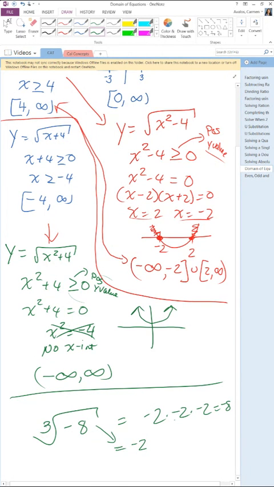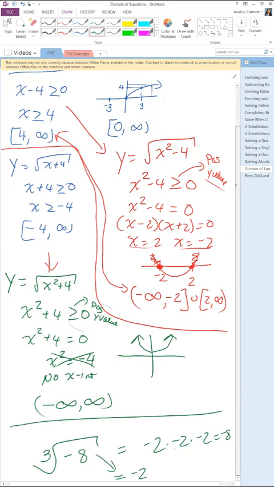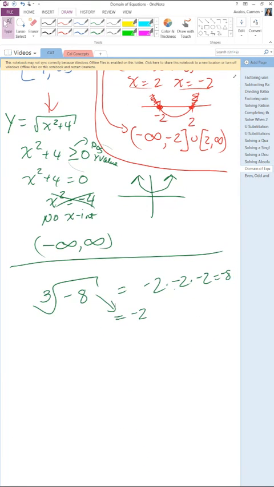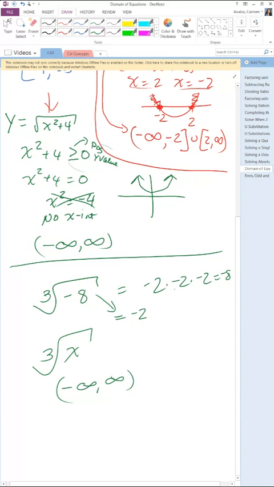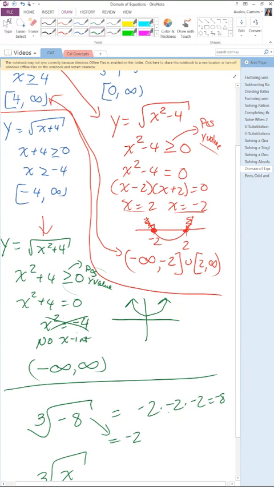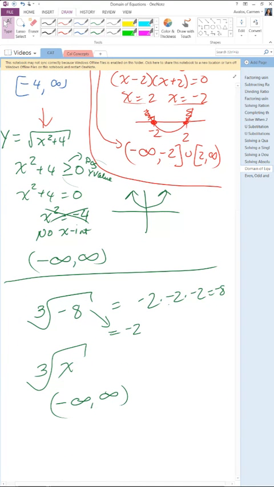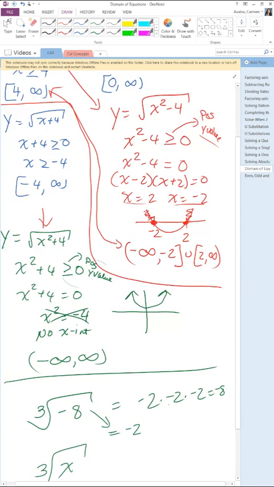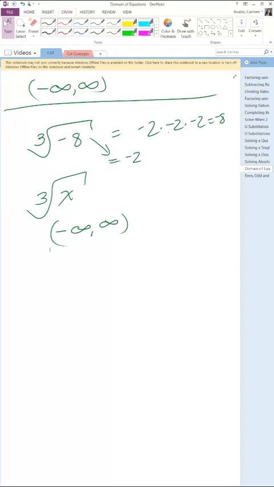So that means that I could have a positive or a negative under an odd index. And so if I have the cube root of x, the domain there is negative infinity to positive infinity because everything could go in there, the positives and the negatives. Now, if the index is even, like we did up here, that cannot happen because you can't have negative numbers in there, and that restricts our domain.